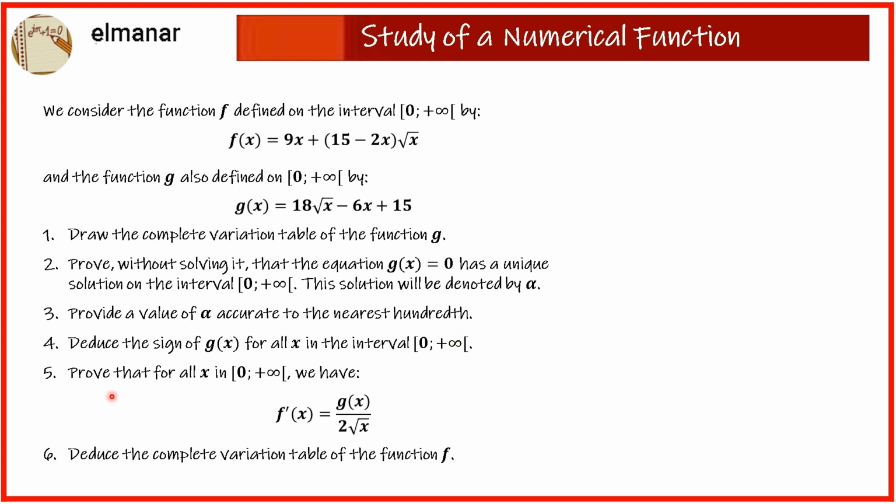Fifth, prove that for every x in the interval, the derivative of f of x is equal to g of x divided by 2 times the square root of x. Sixth, use this to construct the complete variation table of the function f.